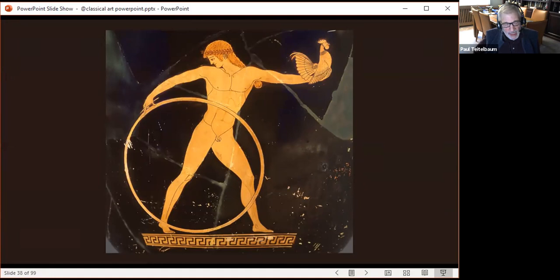And the fact that he's playing with it shows that he's still not an adult. You know, he still plays with toys. Other than that, we wouldn't be able to assign a specific narrative to this, except for the fact that other painters have also painted this scene, with the boy, with the cock, with a hoop, in the same posture.